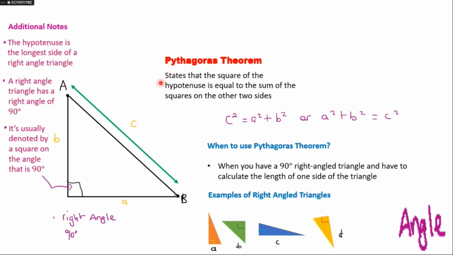Pythagoras theorem. Now, Pythagoras theorem states that the square of the hypotenuse is equal to the sum of the squares on the other two sides. So let's break this down a little bit.